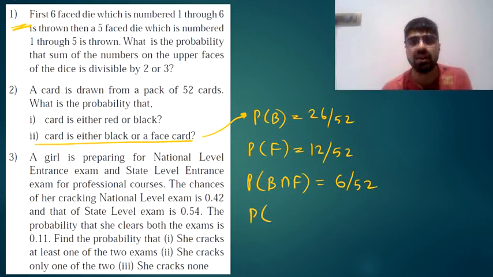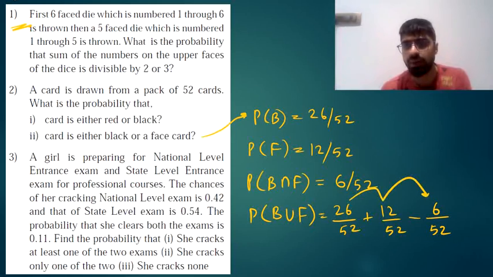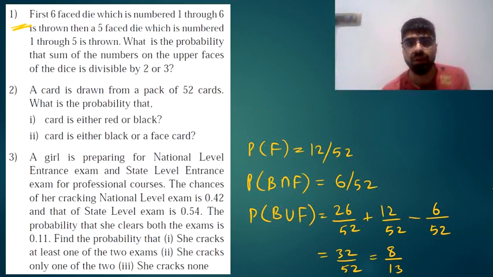And finally we go for answering their question. The card needs to be either a black or a face card. So it's B union F, and that will be given by P of B, which is 26 by 52, plus P of F, which is 12 by 52, minus P of B intersection F, which is 6 by 52. So add them up, it's 38 minus 6, which is 32, and 32 by 52. You can divide the numerator and denominator both by 4. So this gives you 8 upon 13. And that's the final answer for the B part of your second question. We go ahead with the third question.